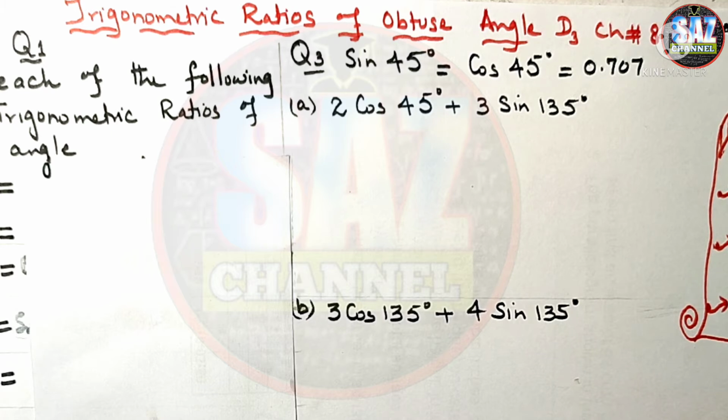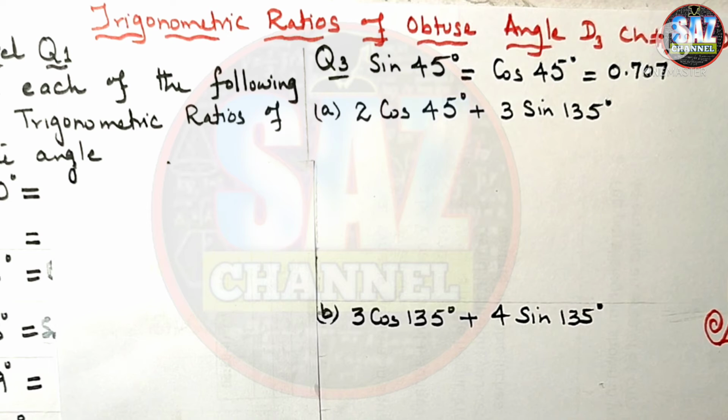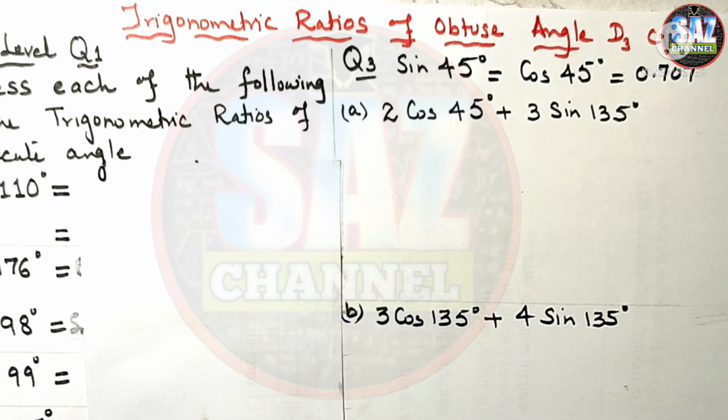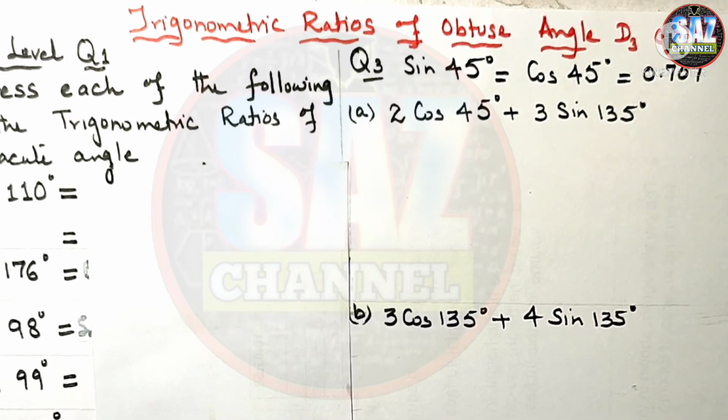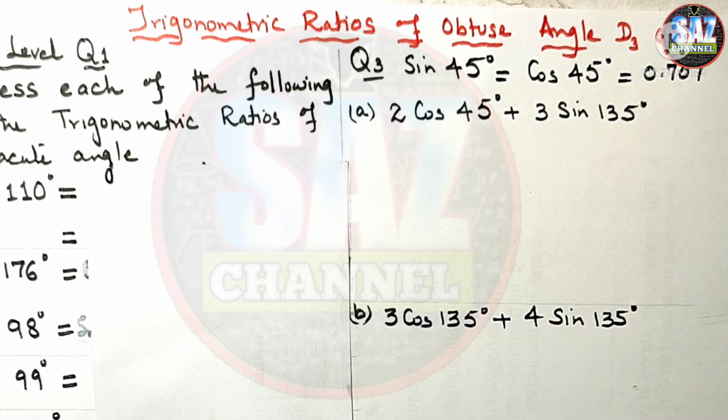This is my second lesson of D3 chapter number 8, exercise 8a, that is about the trigonometric ratios of obtuse angle. In this lesson, students, we will be learning how to find the trigonometric ratios of acute angle and obtuse angle, and what is the relationship between the trigonometric ratios of acute and obtuse angle.